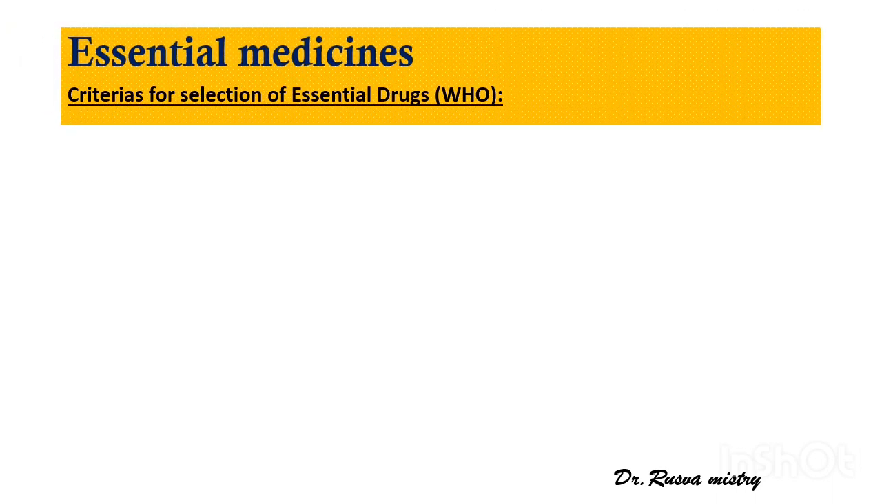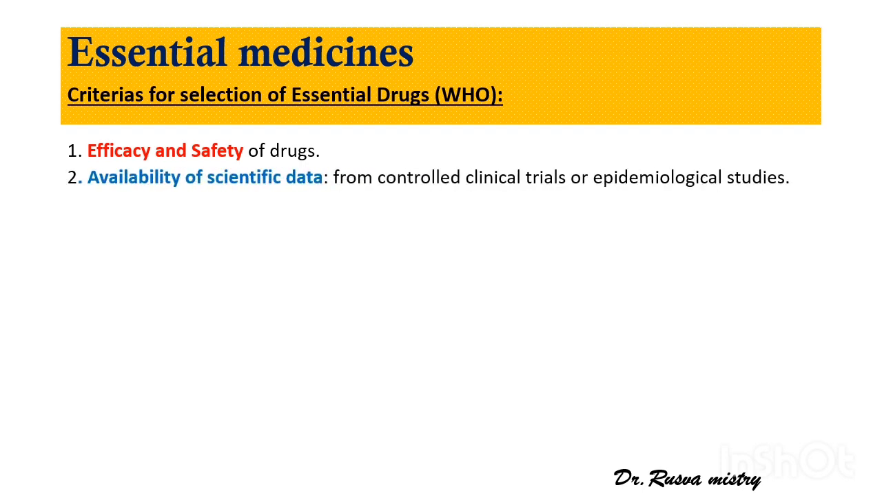Next is criteria for selection of essential drugs. These criteria are as per WHO guidelines. First is efficacy and safety of drugs. Only medicines for which sound and adequate evidence of efficacy and safety in a variety of settings is available should be selected. Availability of scientific data from controlled clinical trials or epidemiological studies should be present.